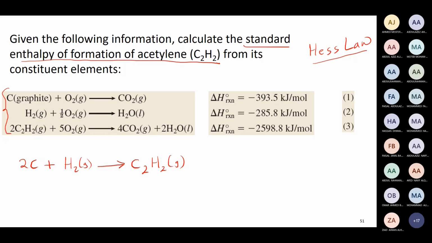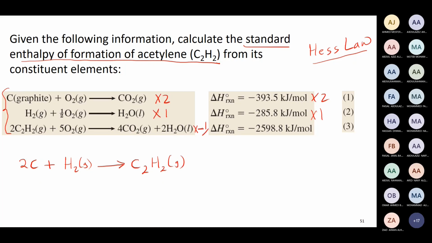The first equation, you must multiply it by what? 2. By 2 and keep it as it is. So we'll multiply this also by 2. Clear? How about the second equation? Multiply by 1 and keep it as it is. Right? And the last equation? Divided by 2 and reverse it.